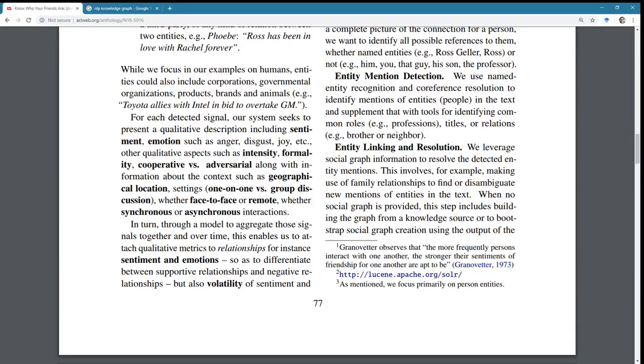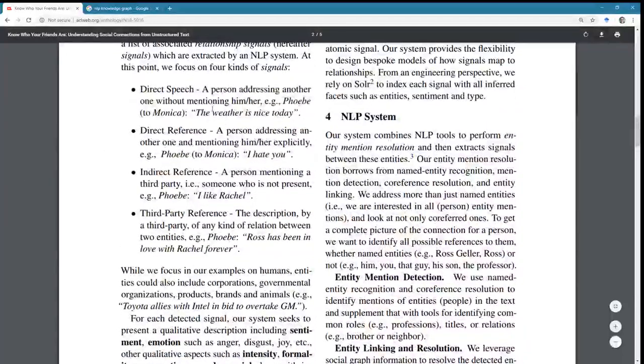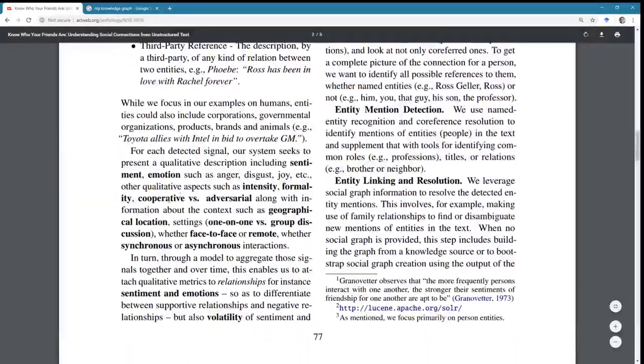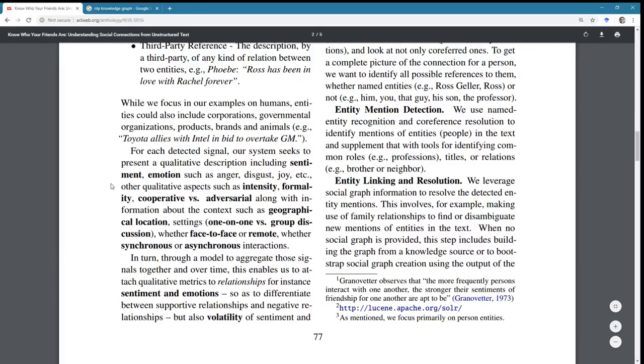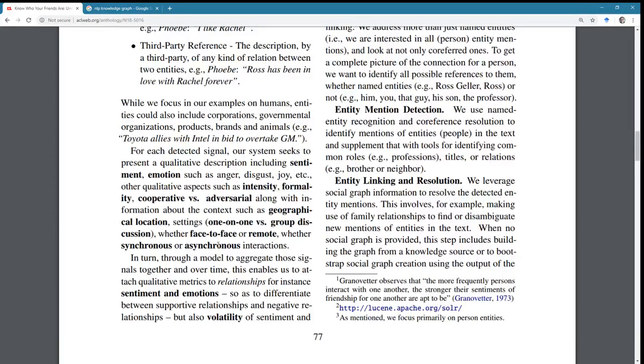So the signals are these types of reference, and each signal will have each of these features, or this is the feature set, and each interaction might have something among them. So my question here is, are they looking at the sentiment, emotion, intensity, formality, cooperative versus adversarial, geographical location, blah, blah, blah? Is that being tagged for every single thing, or am I only going to tag it as discussed if I notice that it's discussed, and if I don't notice anything about formality, I'm not going to do it? I'm sure this will be discussed later.